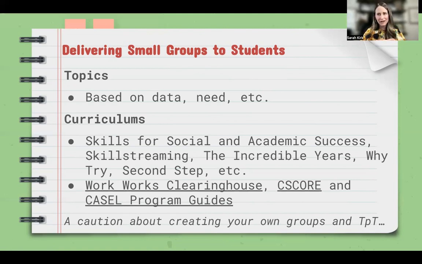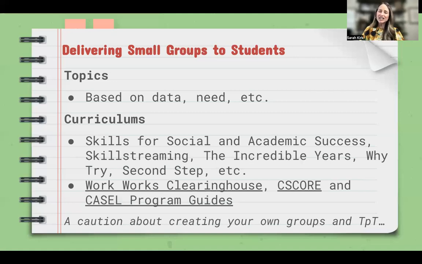Now, I know not everyone has access to those types of curriculum, which is why I am totally okay with you creating your own if that's your only option. I would rather you create your own than not run any small groups at all. But really try to advocate for the use of a curriculum. Just like math teachers teach a math curriculum, we should be teaching using a curriculum as well.